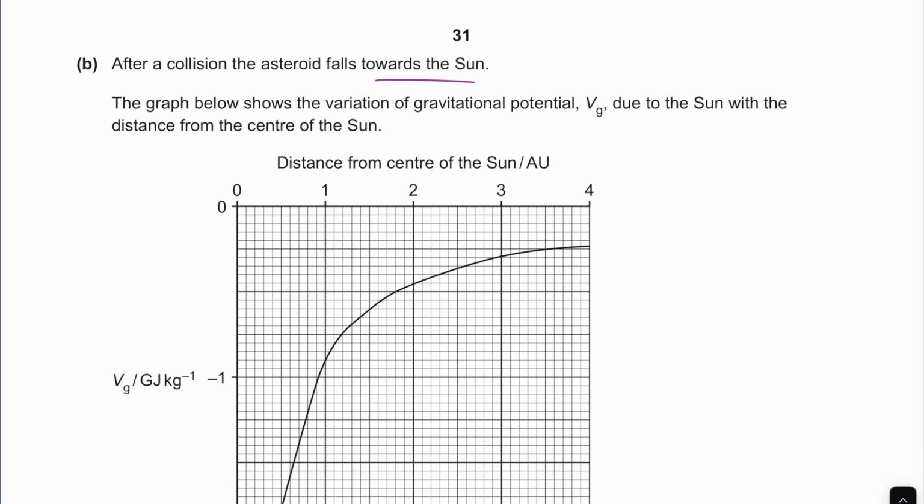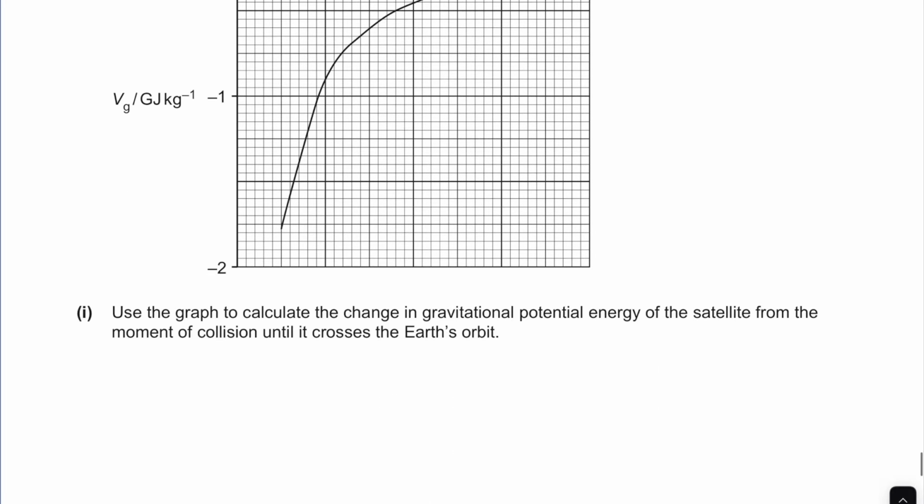Okay, part B. It says after a collision, the asteroid falls towards the Sun. The graph shows the variation of Vg with the distance from the Sun. We have to use the graph to calculate the change in gravitational potential energy of the satellite from the collision until it crosses Earth's orbit at 1 AU from the Sun.